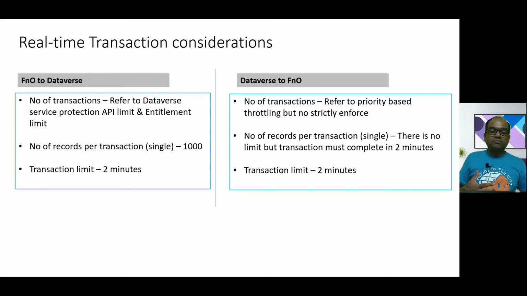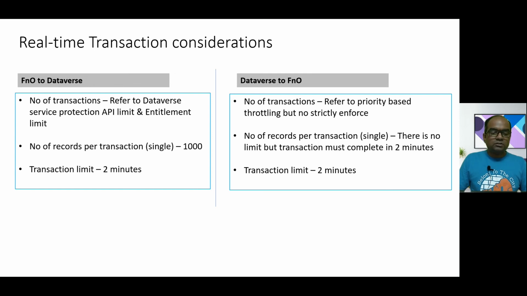In terms of synchronizing both applications, FNO and Dataverse, Microsoft has enabled these features forcefully when data is synchronized from Dataverse to FNO, so there will not be any data loss or data inconsistency. That is what point number two is highlighting. Another point to take into consideration when data flows from Dataverse to FNO is the transaction limit. Think about a scenario where you are sending a transaction and the commit time is more than 2 minutes. Then your transaction is bound to fail. That is how the underlying mechanism is designed from a Dataverse to FNO perspective.